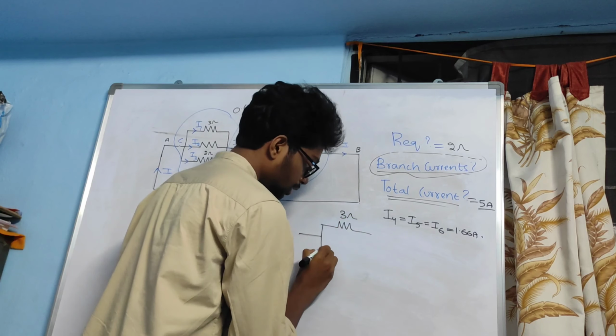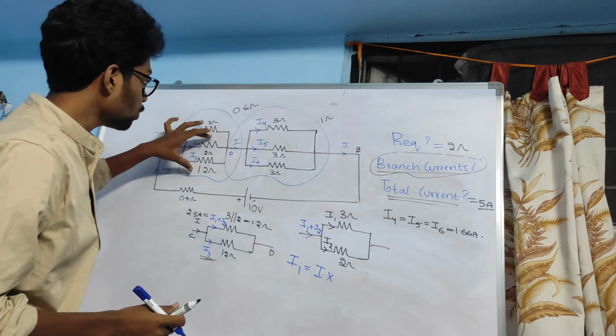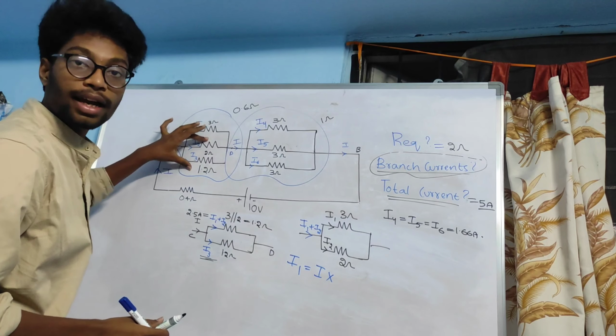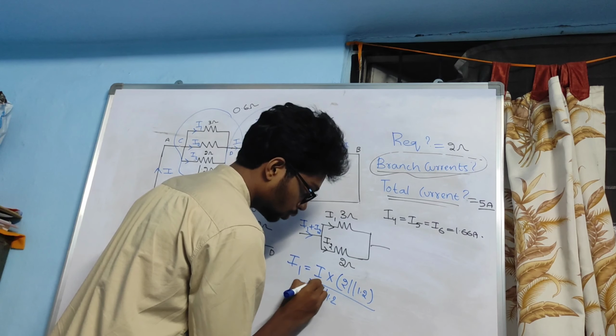So, for finding I1 current, we know I1 equals total current I into opposite branch resistance, that is R equivalent of 2 ohms and 1.2 ohms connected in parallel, divided by sum of two resistances, that is R equivalent of these two and 3 ohms. Okay, so for finding I1 current, we have to do the R equivalent of 2 ohms and 1.2 ohms. This would be a very lengthy process. So if you go by this method, it would be very convenient to you.